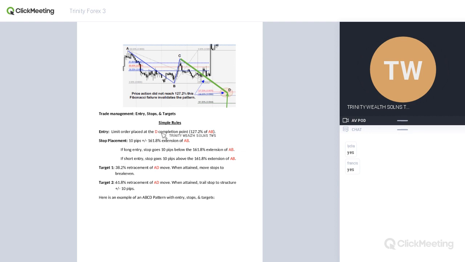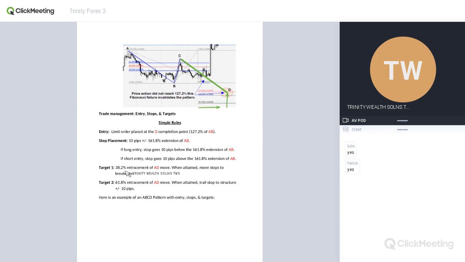So limit order placed at D, completion point 127.2 of AB. Then stop placement, that is the stop loss. You place it at 10 pips plus or minus 161.8% extension of AB. So if long entry, like in this case, we are buying, stop goes 10 pips below the 161.8% extension of AB. So our stop loss will be somewhere here, 10 pips below this extension of AB, all right?